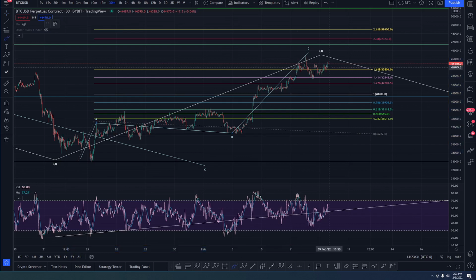I have seen Bitcoin turn corrective waves into bullish waves with shenanigans from the market makers. We know that that can happen as well. So a little bit of a period of indecision right now.